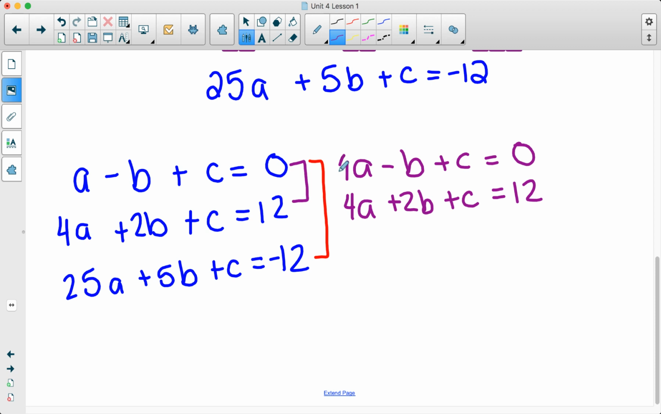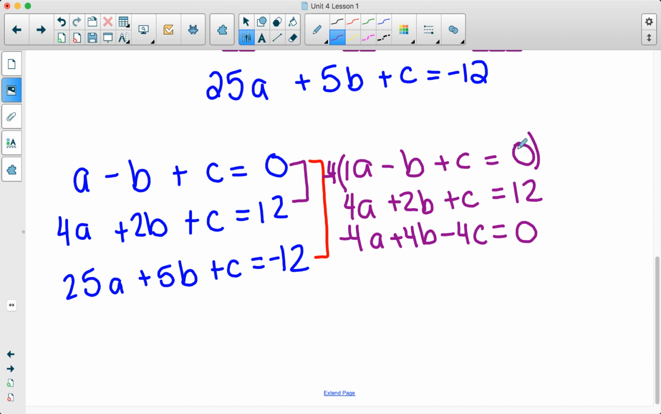So the way we're going to do that is I'm going to take this top equation and multiply everything by -4. And I'm just going to write the new equation down below here. So -4 times 1a is -4a. -4 times -b is positive 4b. And -4 times c is -4c. And I can't forget about this y term over here on the other side of the equation. -4 times 0, it's still 0.